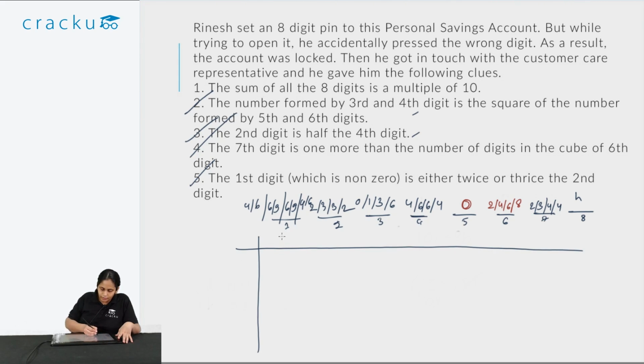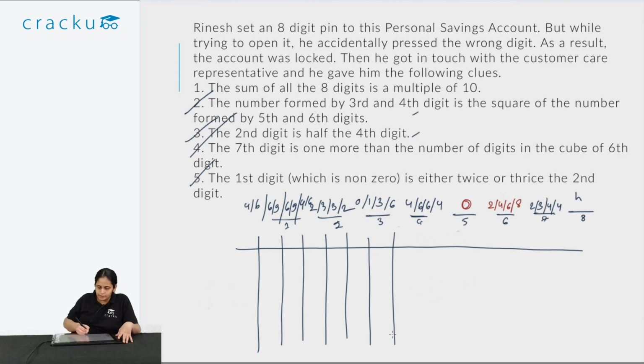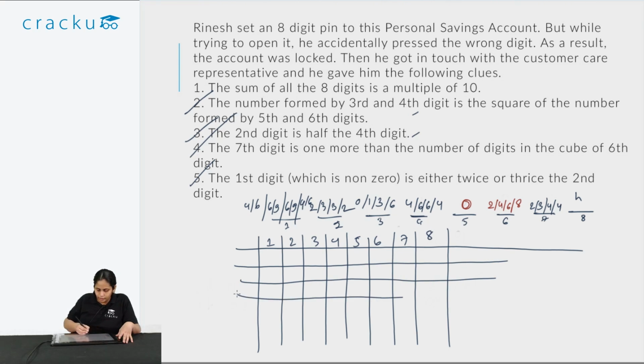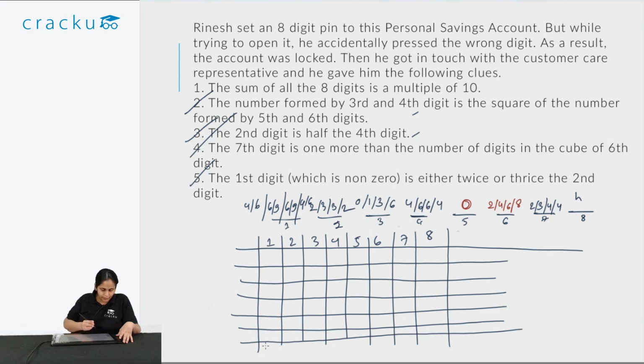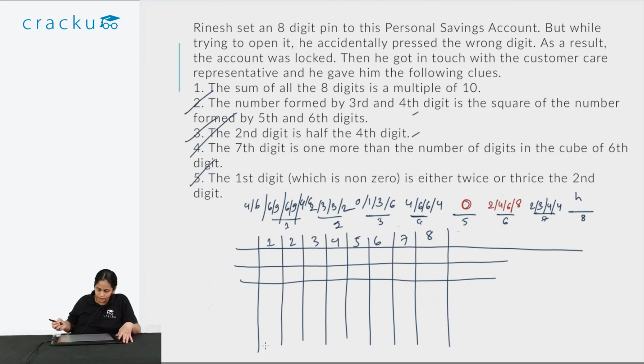So this is 1, 2, 3, 4, 5, 6, 7, 8. Okay, so this is digit 1, 2, 3, 4, 5, 6, 7, 8, and I have 8 rows as such. So 1, 2, 3, 4, 5, 6, 7. Okay, I'll try to do a better job of this.